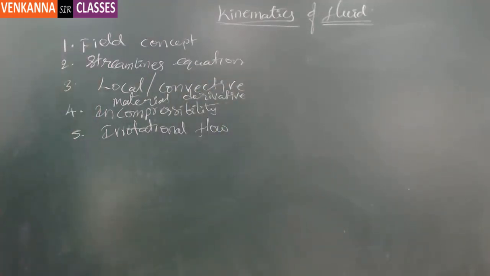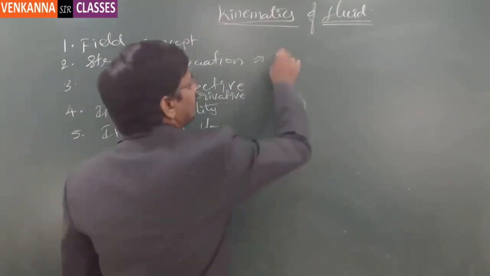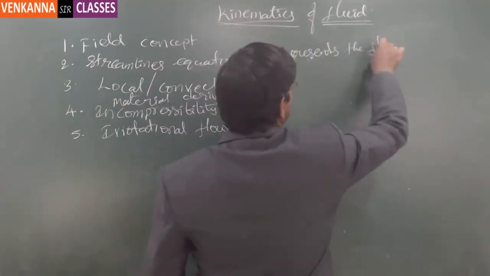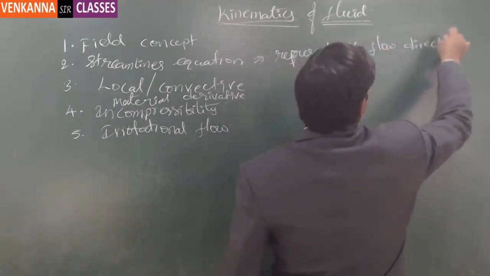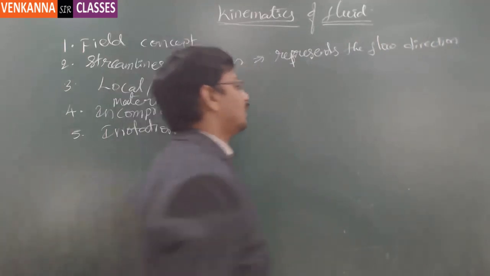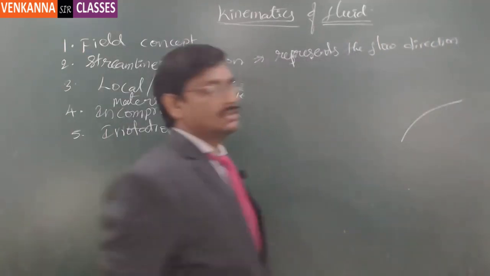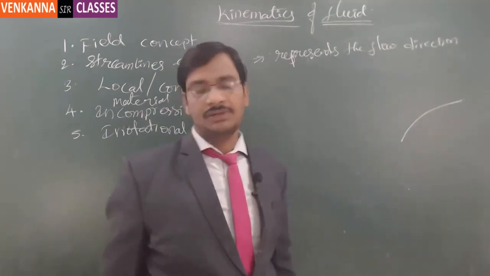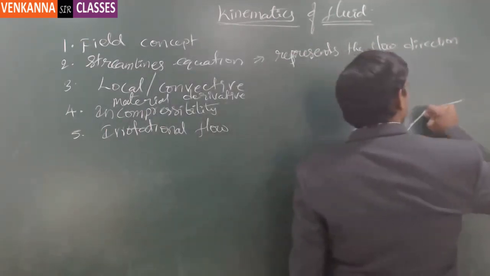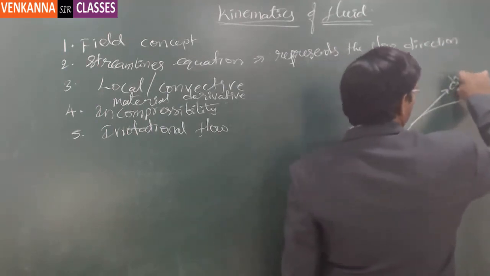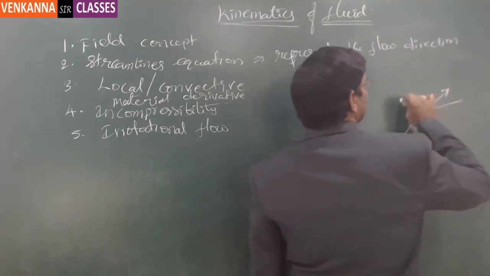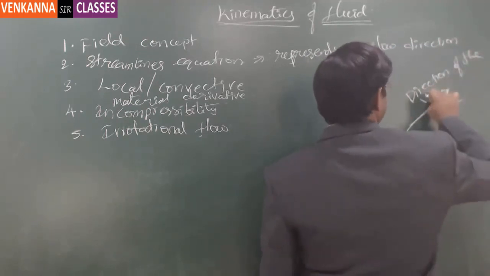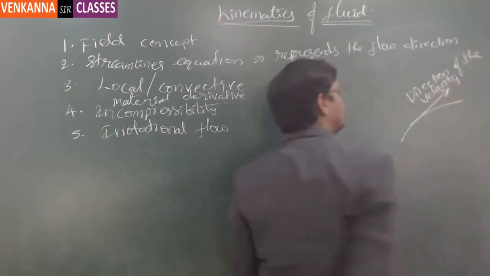The second one is the streamlines concept. The streamlines concept represents the flow direction of the fluid. Let us say the fluid is traveling in a specific direction like this. This is the summation of all the individual particles' velocities together in a specific direction. At any instant, if I draw the tangent, this is the direction of the velocity. The tangent direction is the direction of the velocity.